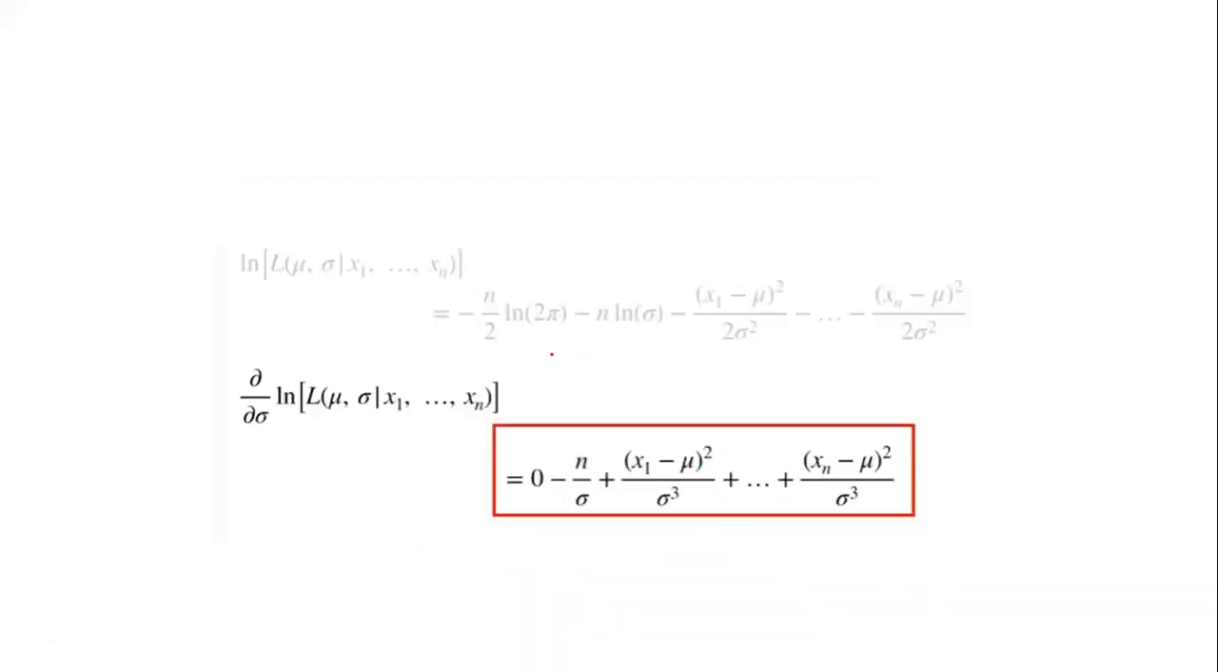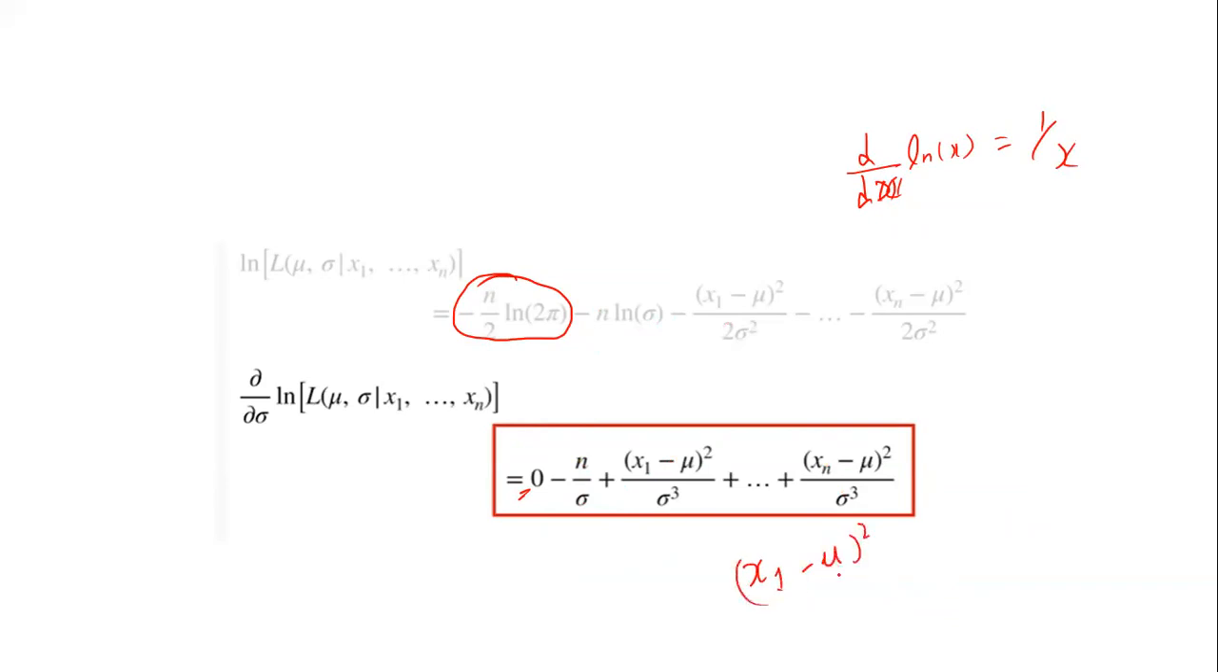When you do that, in the first term there is no sigma, so it becomes 0. In this term there is a sigma. The derivative of log of x, d by dx of log x, is nothing but 1 by x. So the derivative of log of sigma is 1 by sigma. So we get minus n by sigma, plus, let us see now how we take the derivative of this term with respect to sigma.